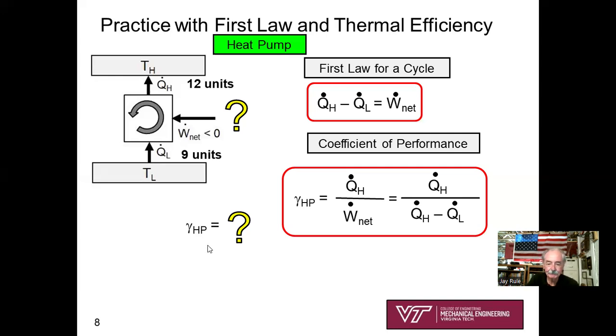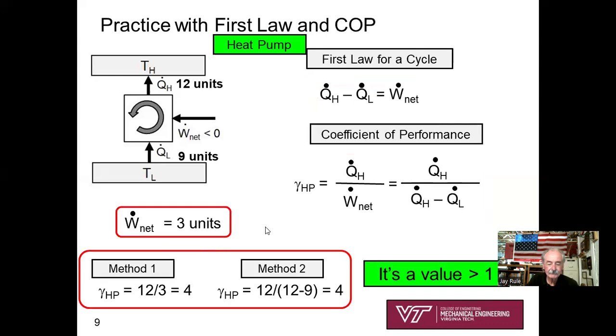Let's see how we did. Okay, yep, W dot net 3. We did that with our eyes. Method 1, energy sought over the energy that cost. 12 over 3. Yep, it's 4. Got it. Or method 2, we're just going to use the formula. It's Q dot H, 12, over the denominator, Q dot H minus Q dot L. Well, that's 3. 12 over 3. Well, that's 4. Got it.